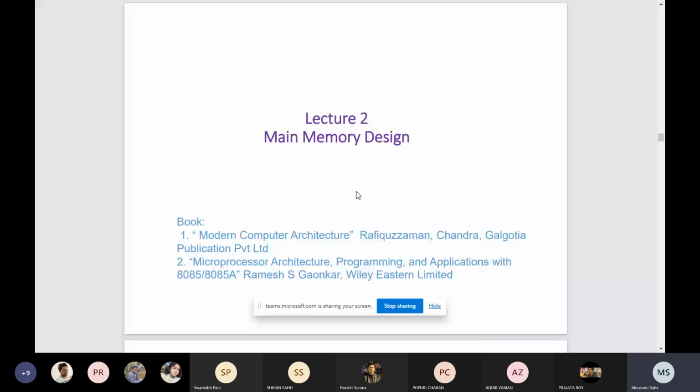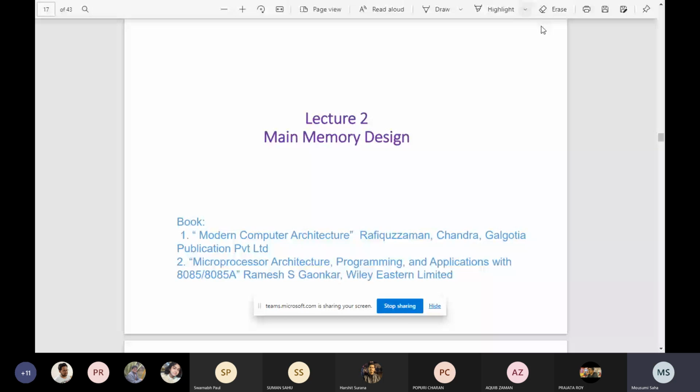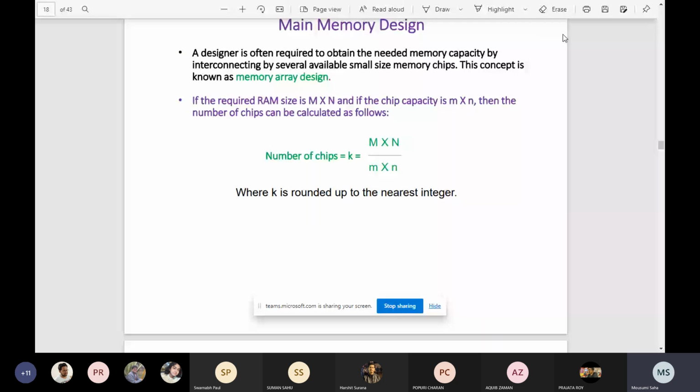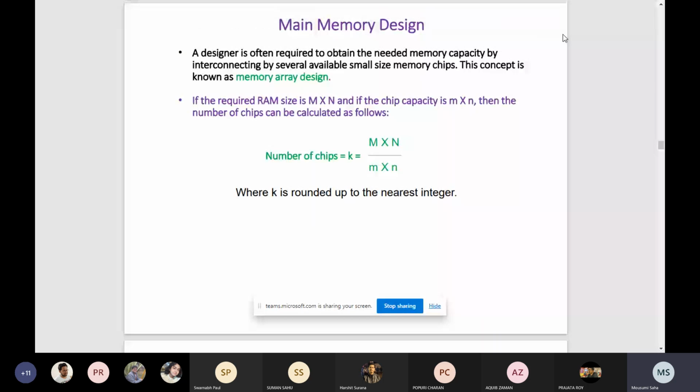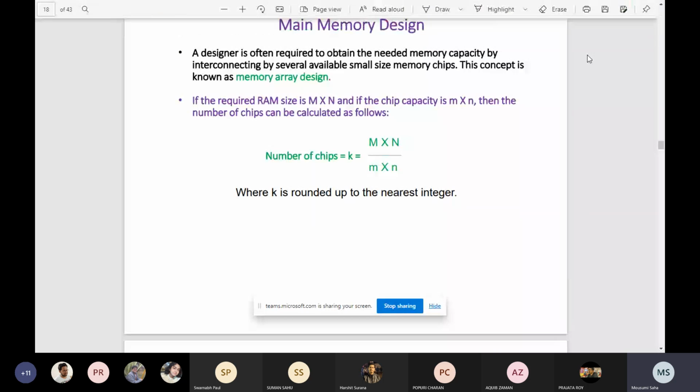I considered the book by Rafiqul Zaman, most of the part. Okay. So last class, I have explained that little bit of your design.